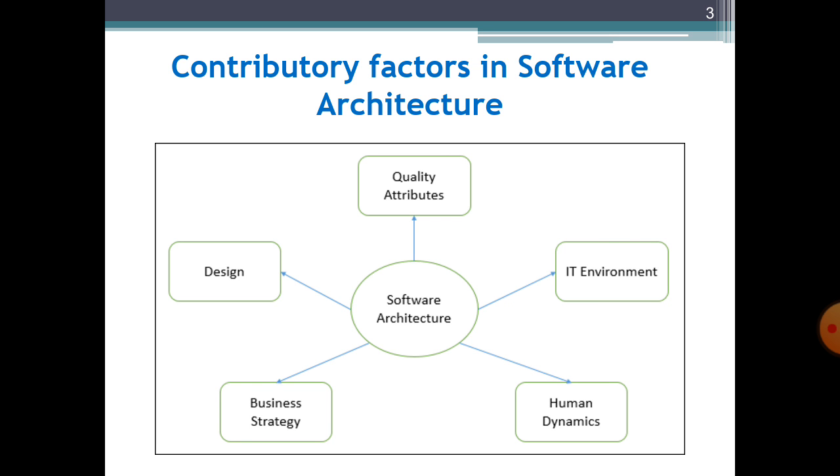Now, IT environment, human dynamics and business strategy were already discussed in the previous lecture. In the architecture business cycle, we also saw the environment, the human dynamics and the business strategy in the category of developing organization, and design has also been discussed over a few lectures. Now in this lecture we will discuss the quality attributes briefly. So let's move towards the next slide.